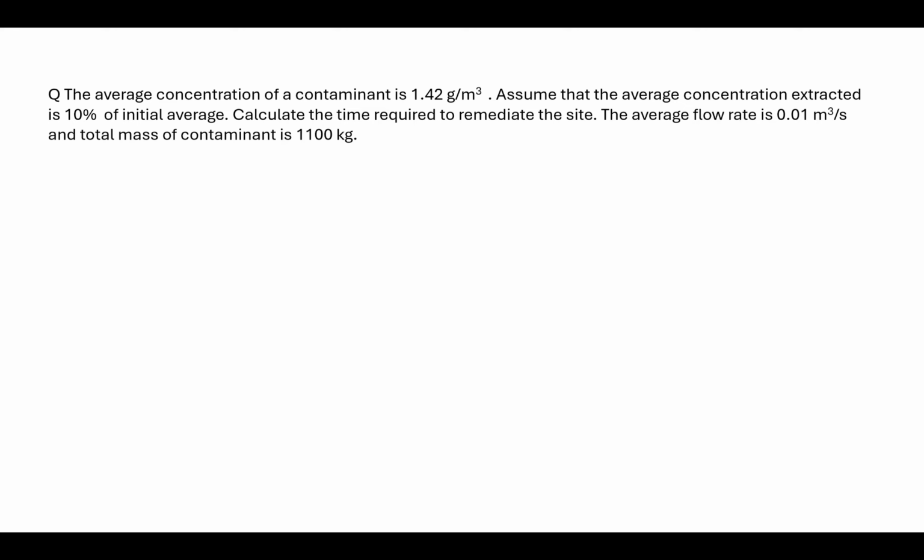So let me write the expression. The time required to remediate the site can be given as total mass of the contaminant divided by average flow rate into average concentration. So please try to put the values in this equation, solve the question, and write the value which you are getting in the chat box.